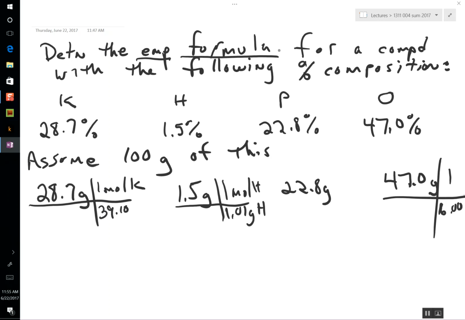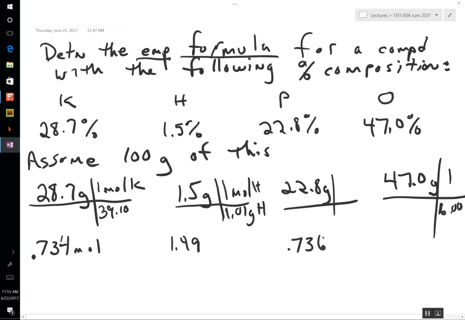So you get numbers like this. Did you get something like this? And this is the number of moles. 1.49. The phosphorus here is like 0.736, and this is 2.94 moles of oxygen.